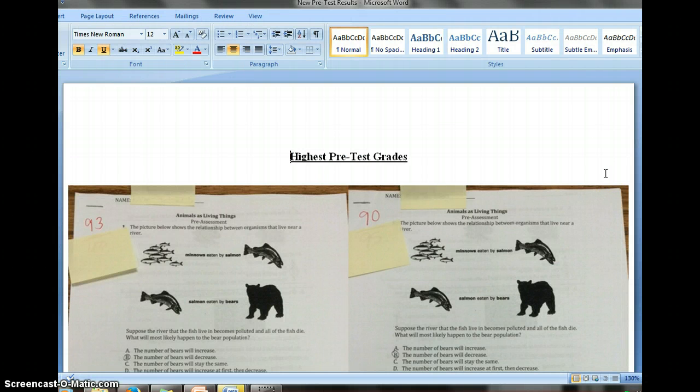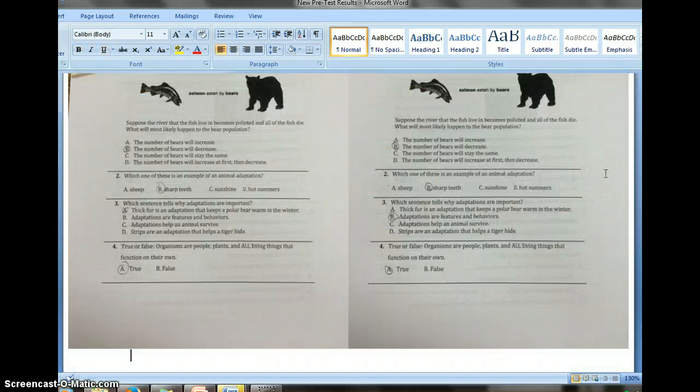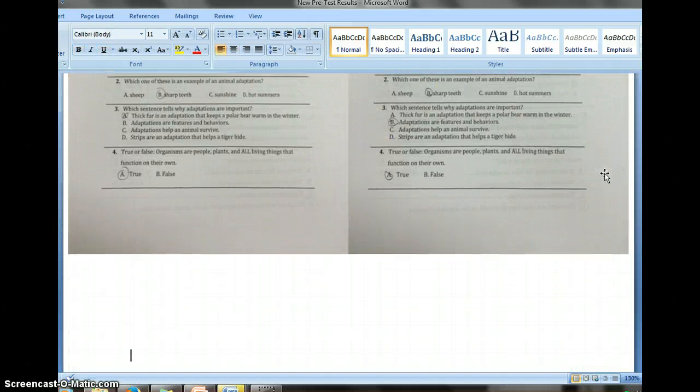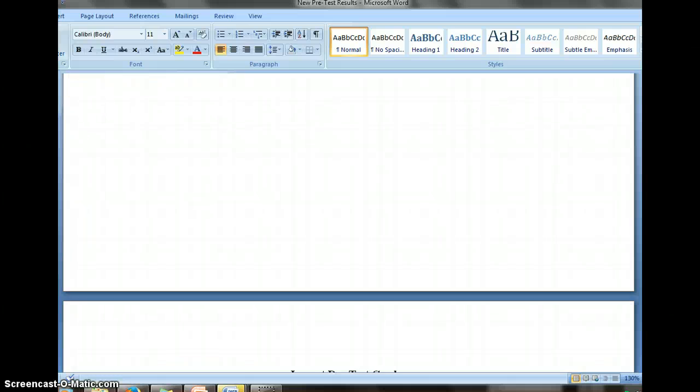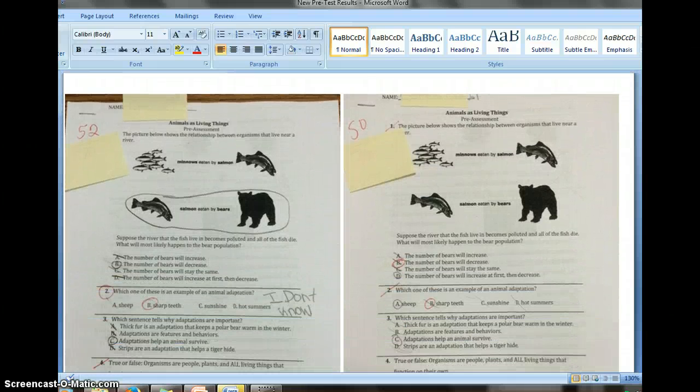These were my highest pretest grades, which I was very proud of. And these were my lowest pretest grades.